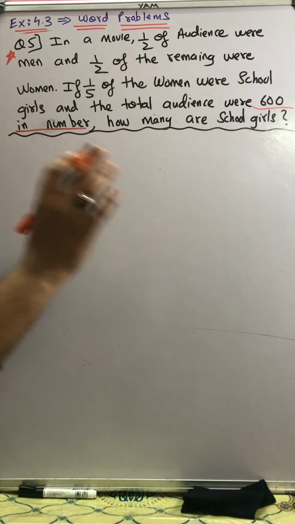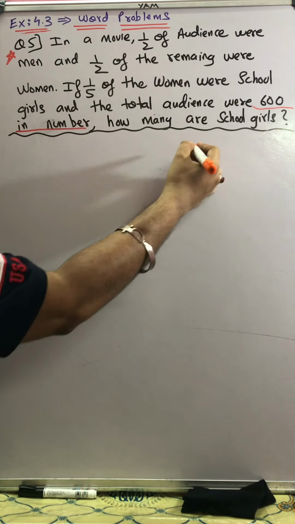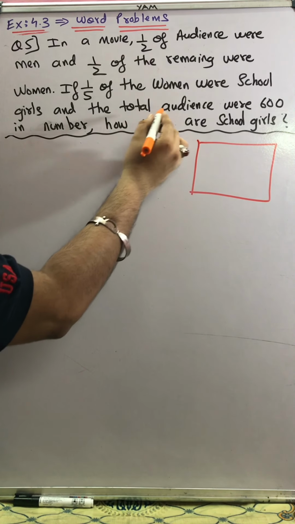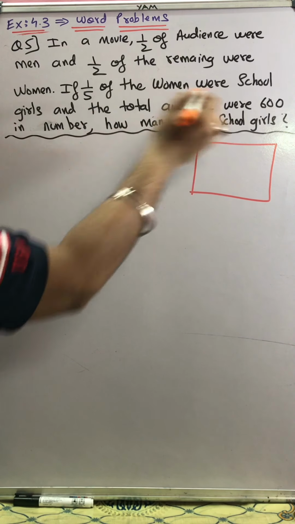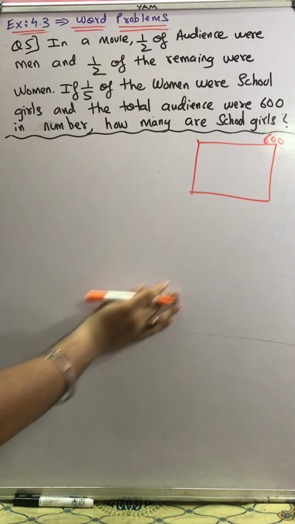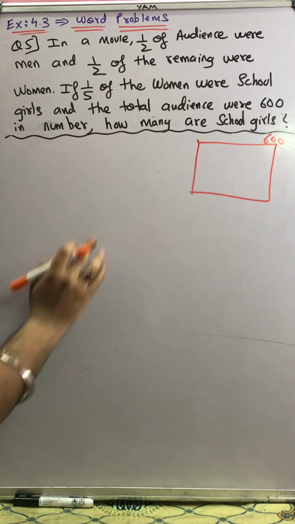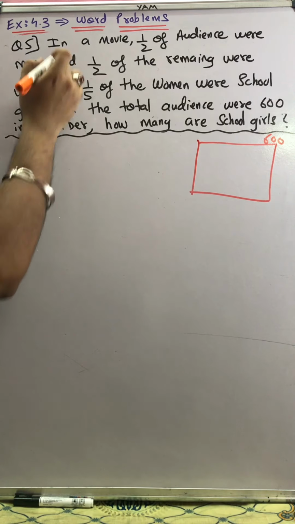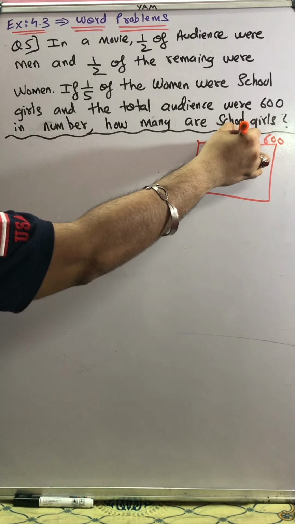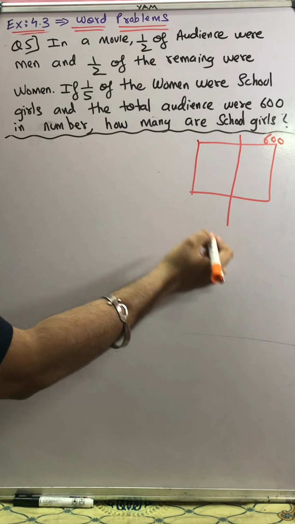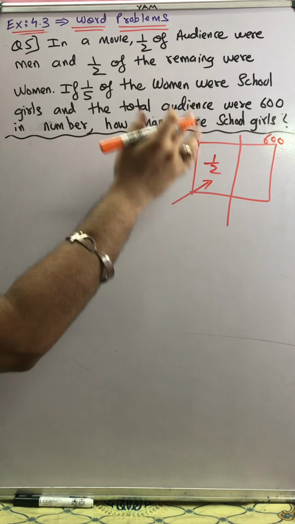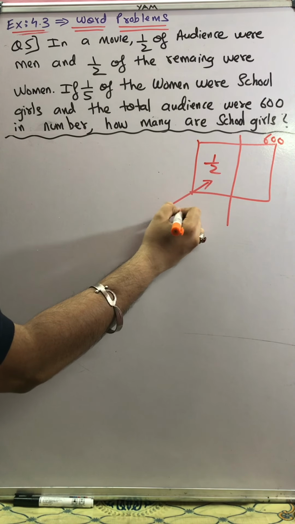Okay, now let's understand each and everything over here. Just see on the board, it's given to us that we have an auditorium. See here, total audience was 600. So we have an auditorium in which we have 600 audience. Total number of people we have is 600. Now one line I am reading: in a movie, half of the audience were men. So if I divide this auditorium into half, this is my half part. In this half of the auditorium, the people are men.